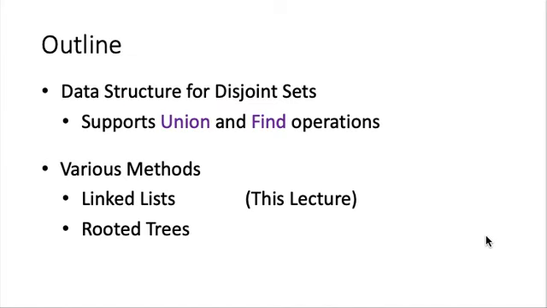In this lecture, we will introduce a data structure for maintaining disjoint sets. The data structure will support two operations, namely the union operation and the find operation. For this problem, there are actually different methods. The first one that we will introduce now is using the linked list. And then in the next lecture, we will talk about another method which uses the rooted trees.